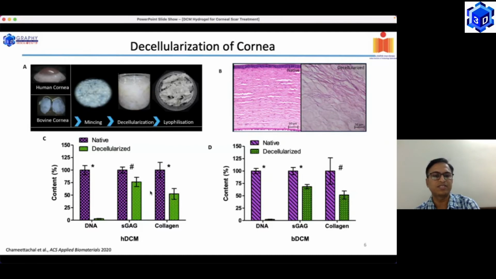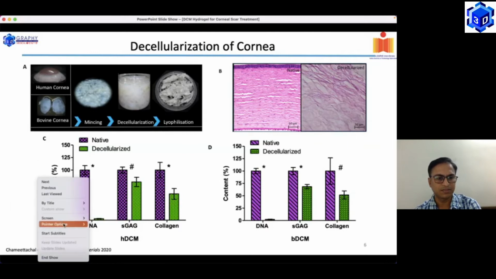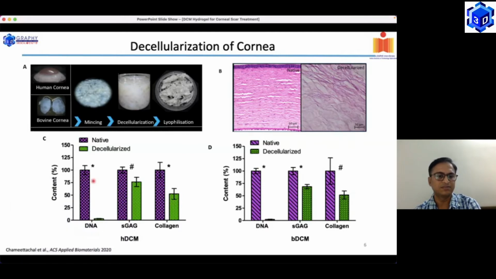And then we have also characterized them in various ways, like one such thing is the quantification of the DNA present. By DNA, we are trying to understand the level of cellular content, or the resident cells that are present. In our case, we can clearly see that more than 97% of this DNA is gone. That means we have successfully removed the cells. Also, you can see a good amount of collagen and GAG present. Those are the ECM components, and this is for both human decellularized cornea matrix, and also for bovine decellularized cornea matrix.